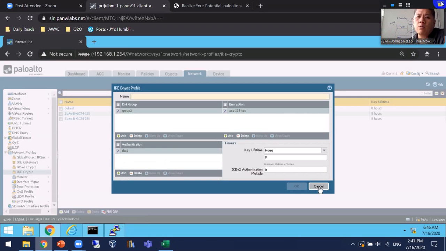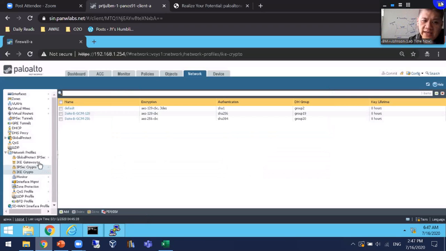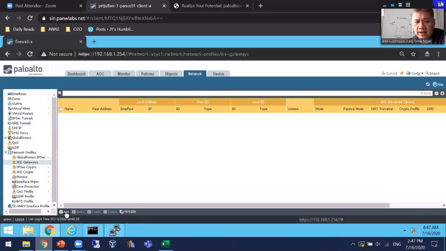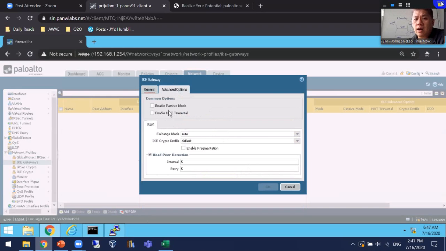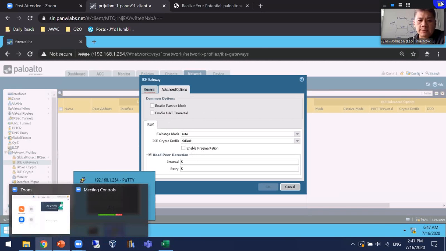Once you're done with the crypto profile, you go to the IKE gateway. You create the IKE gateway here. The screen is the same: V1, V2, IPv4, IPv6, which interface you're choosing, the IP address, the FQDN or the IP of the peer, pre-shared key, the password, then your identification, and then you have your advanced options. Want to allow NAT? No problem. You want to allow passive mode? Then it cannot initiate. Then you have IKE V1 with different settings. Okay. Next.